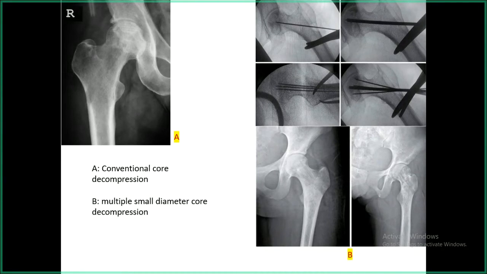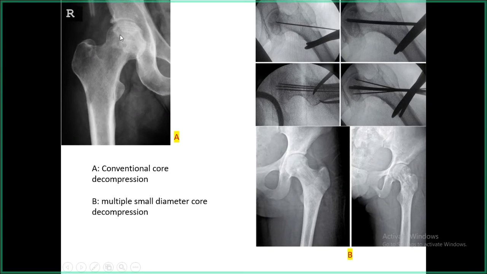This first picture shows the conventional core decompression, where in the lateral cortex you can see the wide bore cannula or some 8 mm drill. It is drilled up to this area. And in this novel procedure, you can drill in multiple directions. On AP and lateral view, you can see this is in multiple directions: anterolateral, superolateral, as well as postero-superior region, where the cystic changes or crescent signs are present.